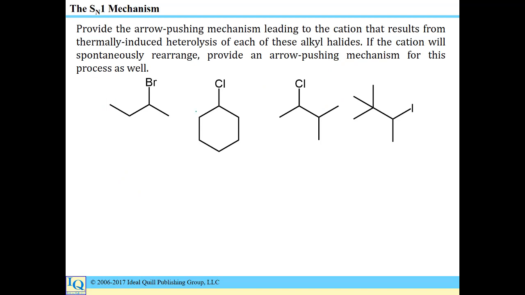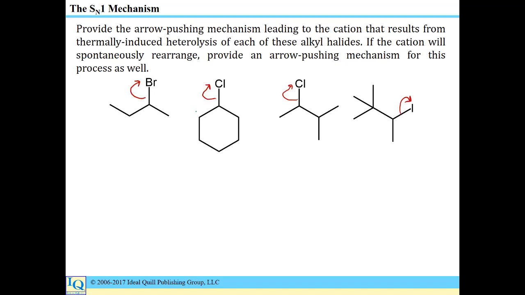Our next problem involves a closer analysis of just the first step of an SN1 mechanism. This is asking us to show just the thermally induced heterolysis for each of these four compounds, and remembering that once a carbocation forms, it does have the potential to undergo a spontaneous carbocation rearrangement if in doing so you obtain a more thermodynamically stable species.